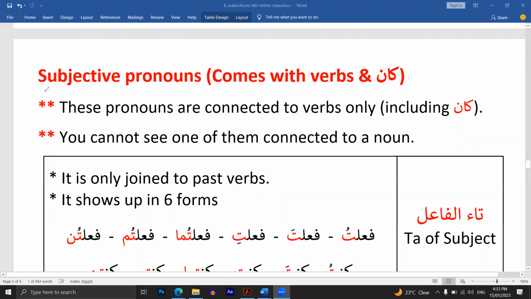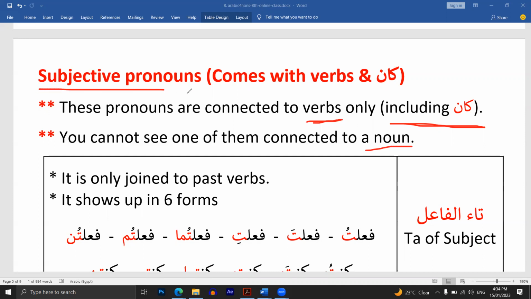Okay, we talked first about subjective pronouns. We said they only come with verbs, including kana, because kana is a verb. It's not acting like a normal verb, but it's one of the verbs. And again, these subjective pronouns, you will never see them connected to a noun or anything else. So they only join verbs, and once they are connected to a verb, they will automatically be the subject of this verb. That's why I call them subjective pronouns.